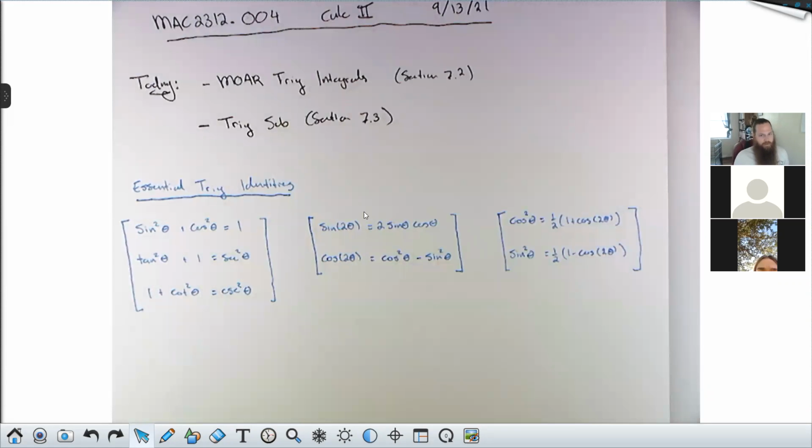Right? You don't want to be guessing about the double angle identity for sine while you're like 3 pages deep into a problem on a test or something. It's not going to be fun. So make sure you know these.